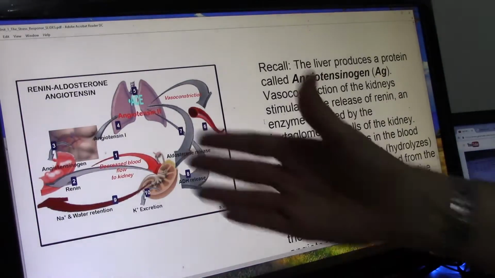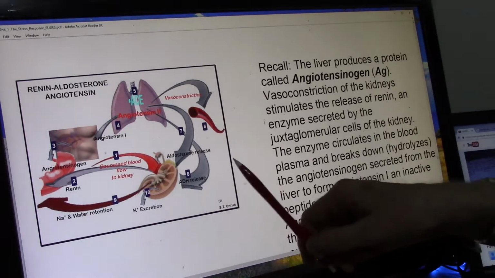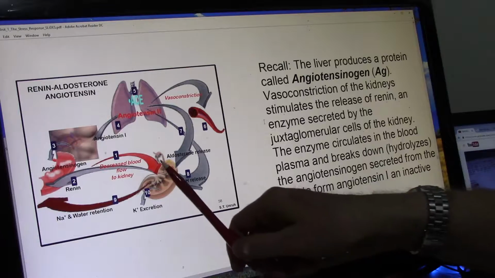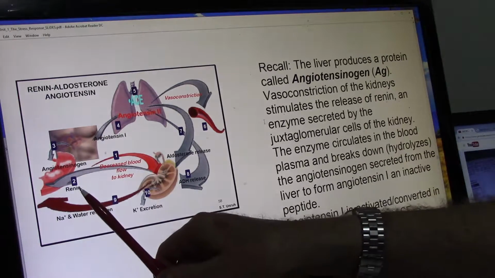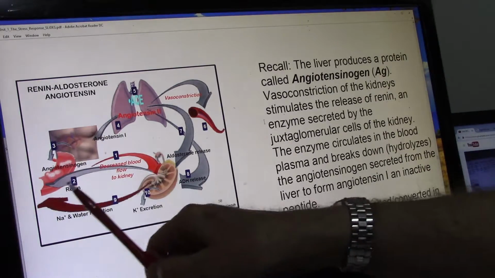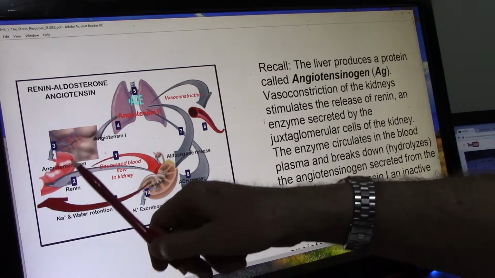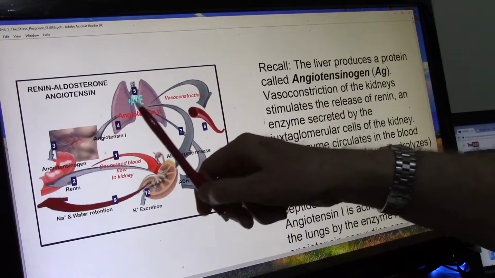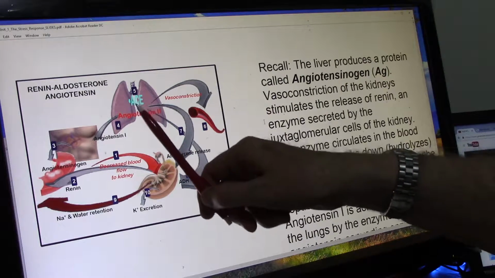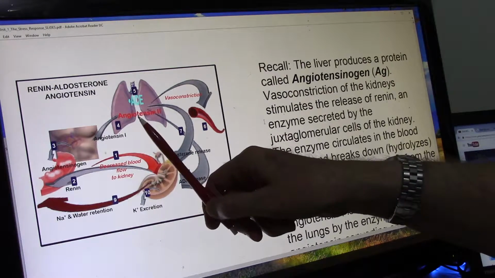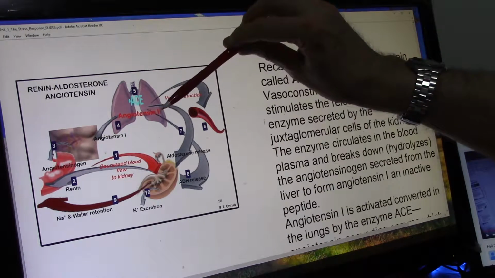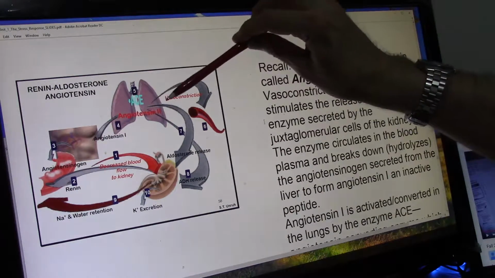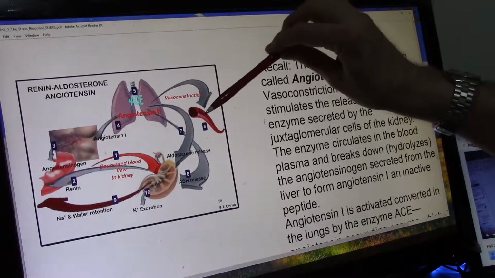And there's just kind of a schematic that shows you that whole thing in 10 easy steps. You get the decreased blood flow to the kidney. That will release renin. That will then combine with angiotensinogen to produce angiotensin 1. That will go into the lungs where the ACE enzyme will convert angiotensin 1 to angiotensin 2. The angiotensin 2 is a vasoconstrictor.